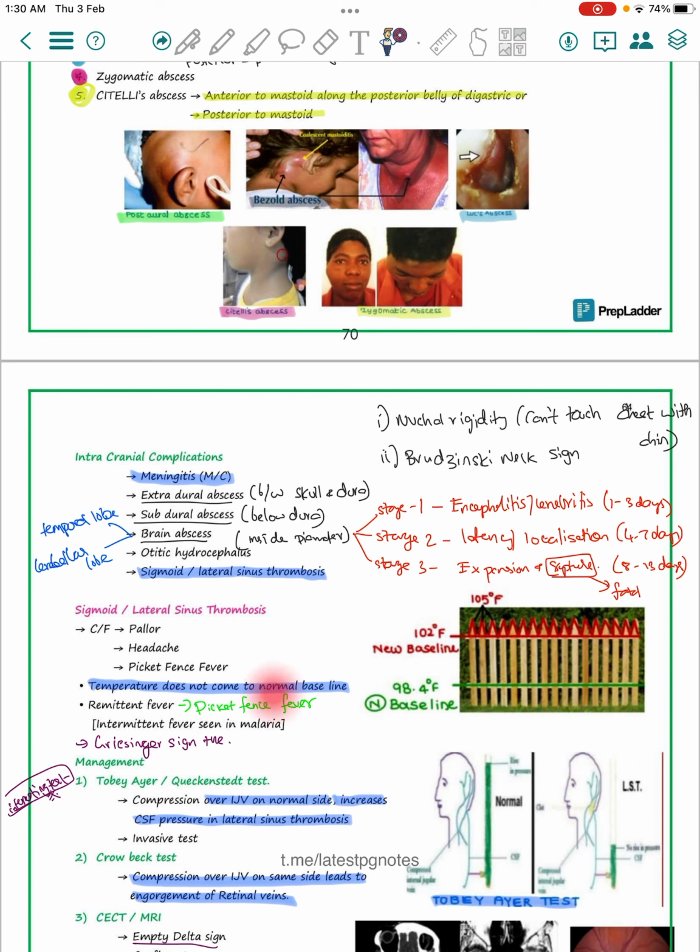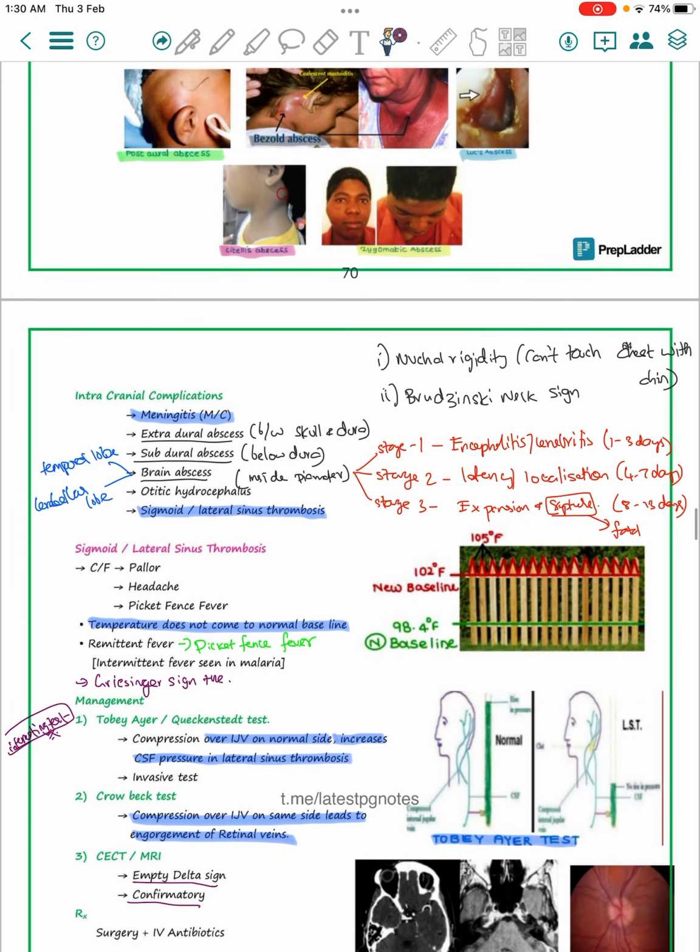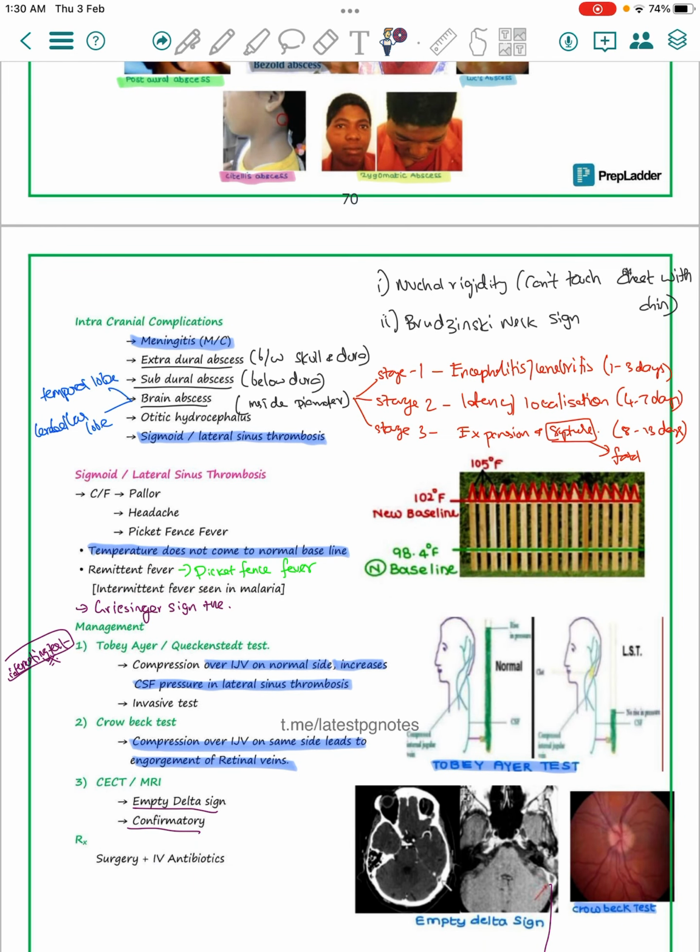The fever never returns to the normal baseline. This is the normal baseline, and the fever fluctuates like this, so this is known as picket fence fever. This is a remittent fever. A brain abscess is inside the pia mater, subdural is below the dura, and extradural is between the skull and dura. Okay, then in sigmoid and lateral sinus thrombosis, the Griesinger sign will be positive. That is, with the help of the emissary vein, the infection is transferred to the intracranial parts, the sinus.